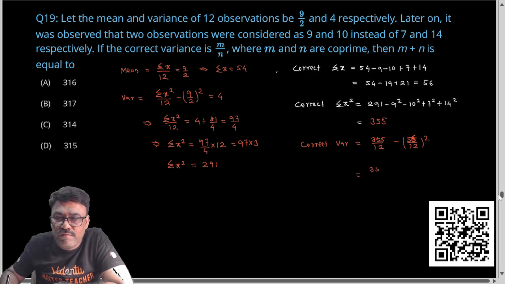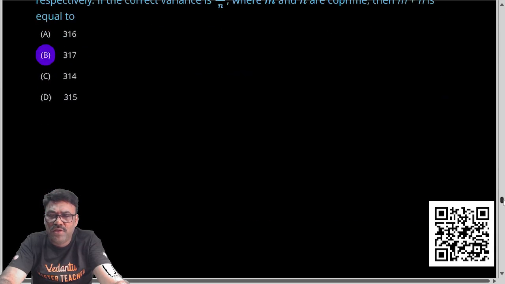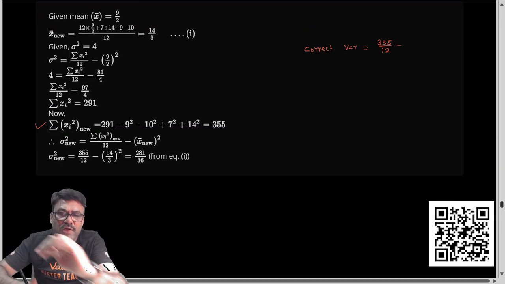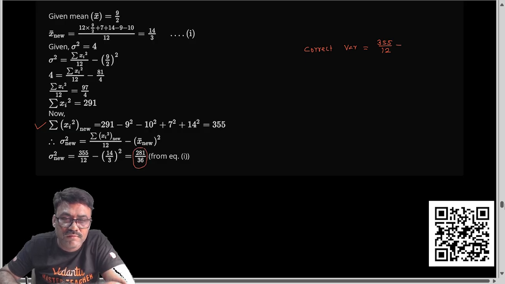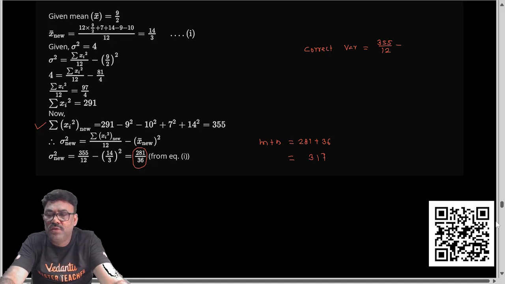So it is 355 by 12, and here you can cancel 4. So 14 by 3, so 256 by 9. Just simplify it. You will get the correct variance, which is m by n, and finally we need m plus n. When you simplify it, ultimately it becomes 281 by 36. So m is 281, n is 36, and now just get m plus n, which is 281 plus 36. So it is 317. Your correct answer will be 317 here.